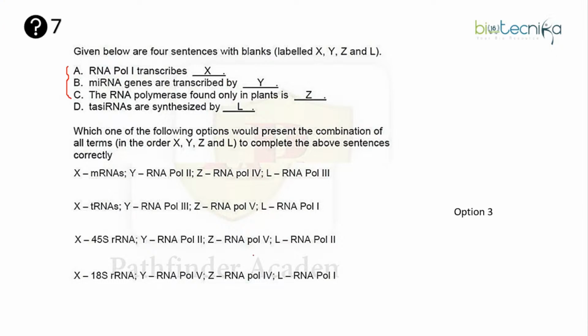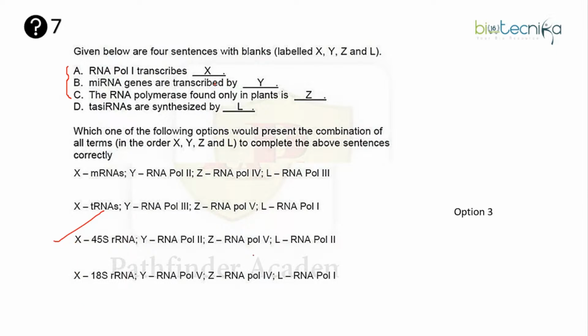So this is the correct option. RNA pol 1 transcribes what? In the first case, they have given you mRNA. Wrong. tRNA. Wrong. 45S is rRNA. Yes, this is correct. 18S is rRNA. Yes, this can also be correct. Okay? Two can be correct.